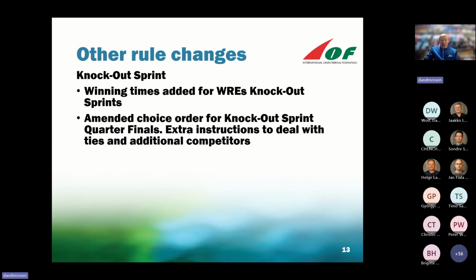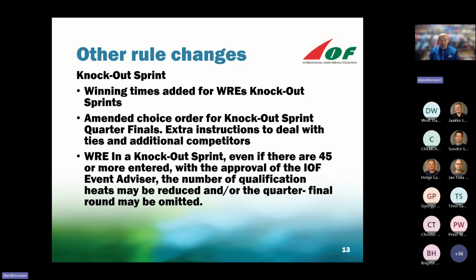And we found, unfortunately, perhaps, that there are cases where we have to have additional competitors going into the next round of a knockout sprint, either through an exact tie or due to some reason where we felt it was unfair for the competitor and they had to be advanced along with the normal 6. So there are extra instructions to deal with that. And there's an amendment to the rule about knockout sprints that in a world ranking event, sometimes there isn't a very large field. Even if there are 45 or more entered, the number of qualification heats may be reduced and or the quarterfinal rounds may be omitted.